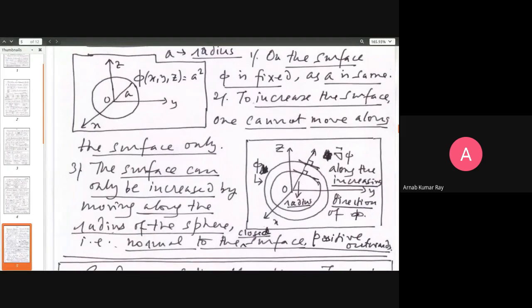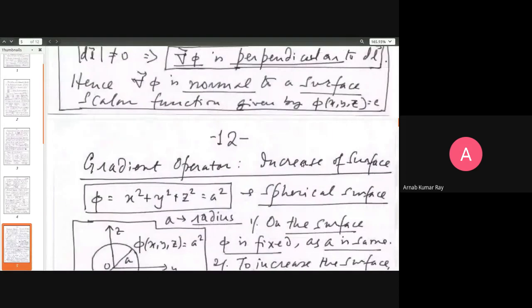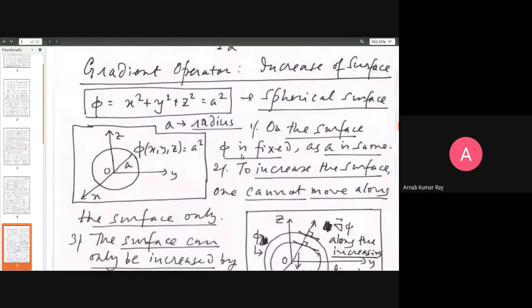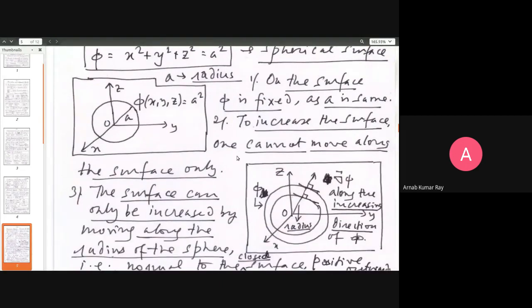This is x, y, z. This is a sphere of some radius. This is another sphere of some other radius. The surface can only be increased by moving along the radius of the sphere, that is normal to the closed surface, positive outwards. So del phi, as you can see, is perpendicular to the spherical surface, right? I'm just discussing it with the example of a spherical surface, but be it understood, the principle shall apply to other surfaces as well, right?